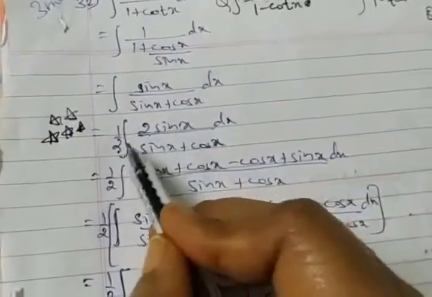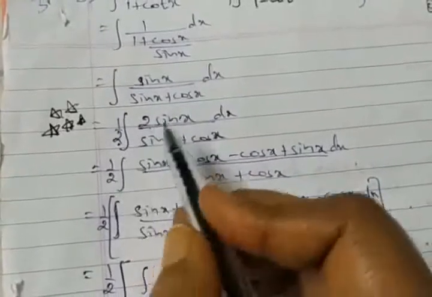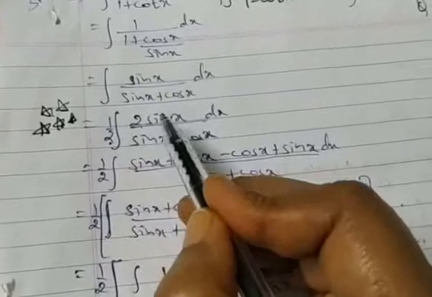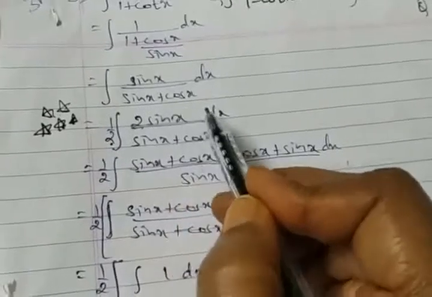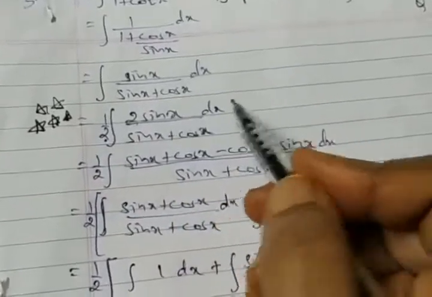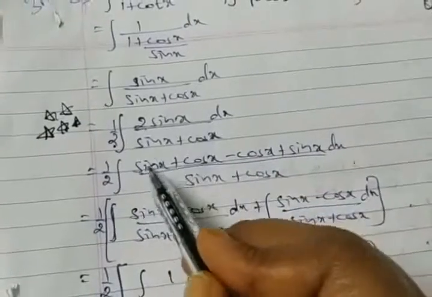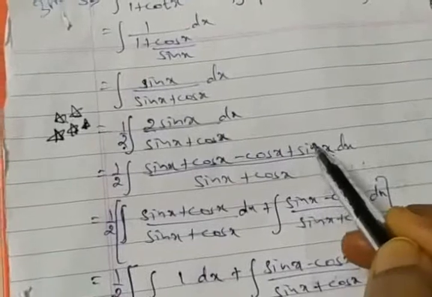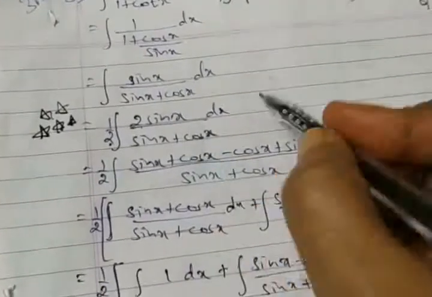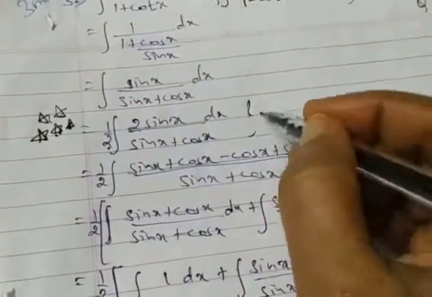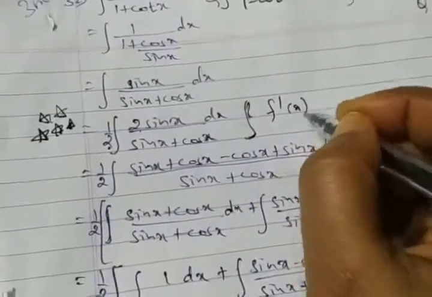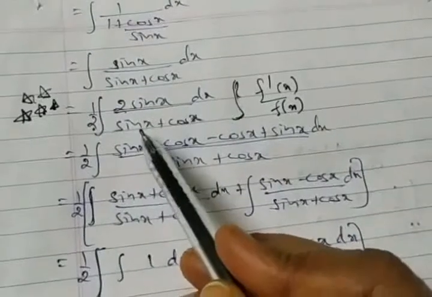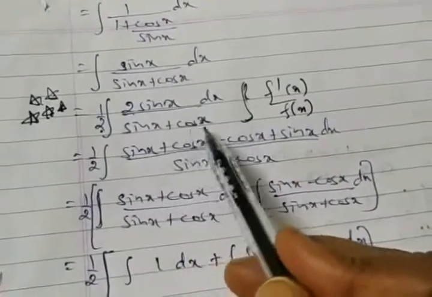Now what next? This is a 5-star step. Half kept as it is, 2 sin x I can split. They are as good as 2 apples. 2 apples can be taken as 1 apple plus 1 more apple. Similarly 2 sin x can be taken as 1 sin x plus 1 more sin x. And now my requirement is to go for f dash of x upon f of x term. And for that, sin x is here, and right now we have plus cos x required.